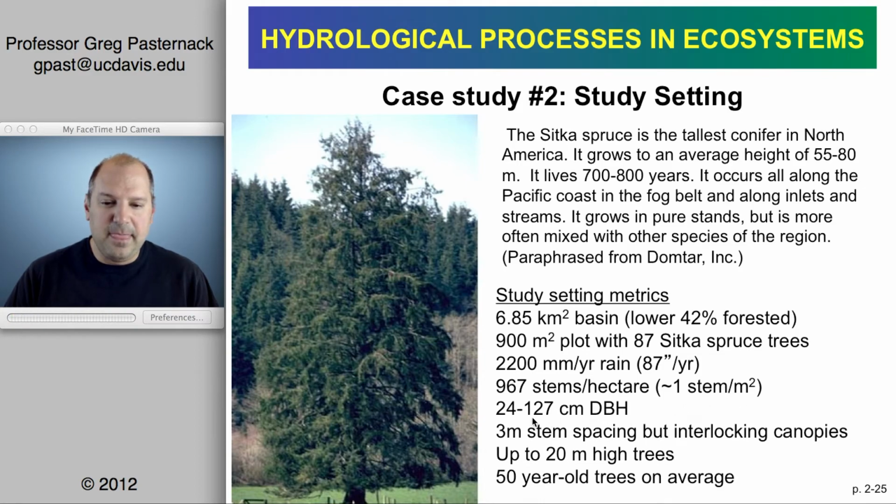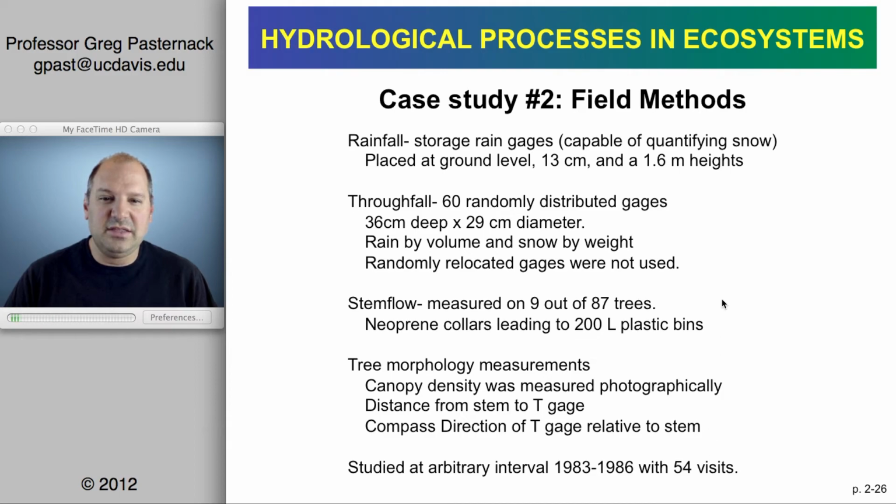The diameters of these trees are dramatically bigger than the ones from the Scots pine. The trees are spaced out, but their canopy is interlocking, and the trees are twice as tall, and they're a little bit older. So we're basically looking at a forest with bigger, more substantial trees, and it's substantially more work to do a study like this.